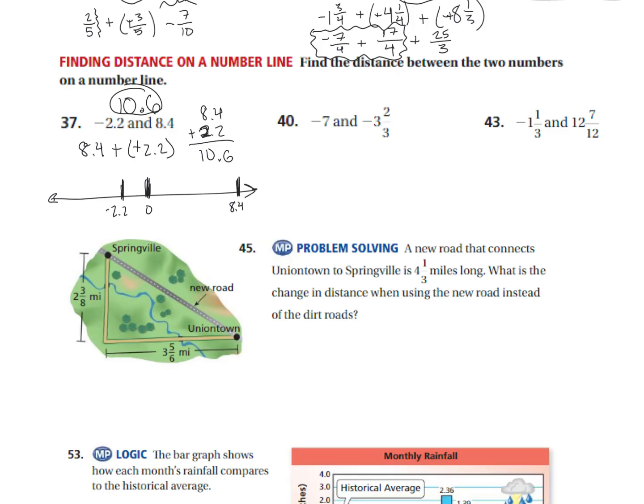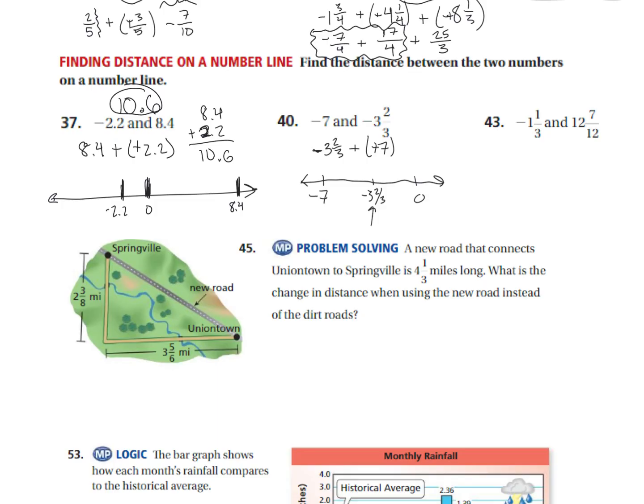Next up, on a number line, both of these are negative, so they're going to happen after the 0. If I think about where about negative 3 would be, it would be right about here. And then negative 7 would be a lot further to the left. Again, my biggest number in this case would be negative 3 2/3. It's further right. So we're going to take negative 3 2/3, and we're going to subtract negative 7, which means I'm going to chop.